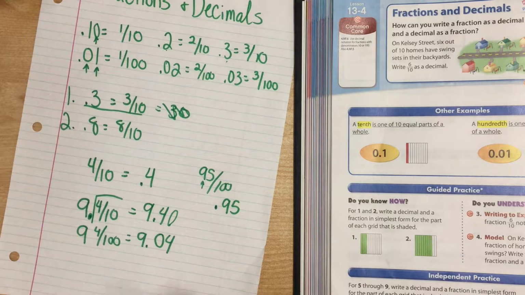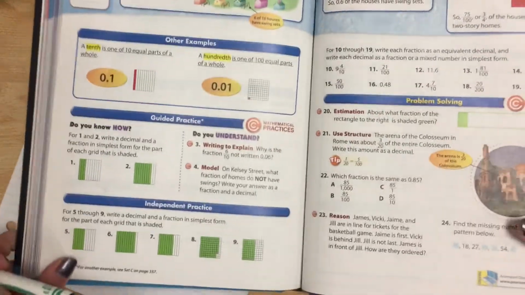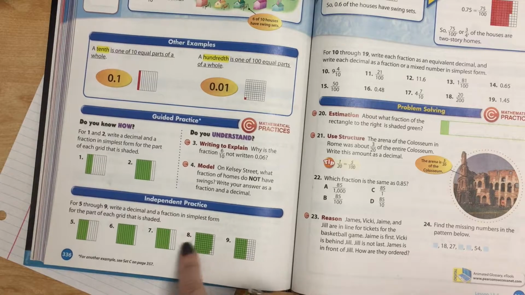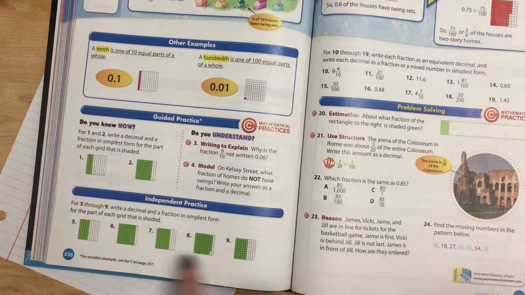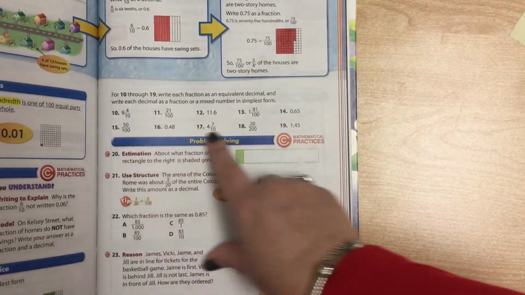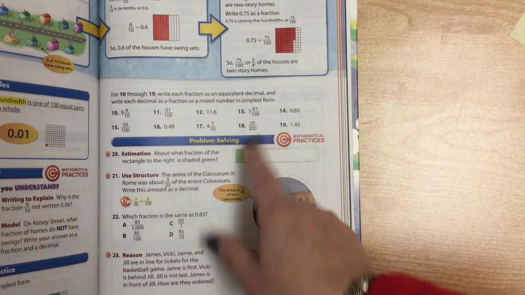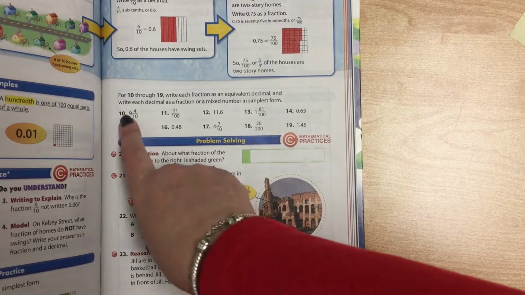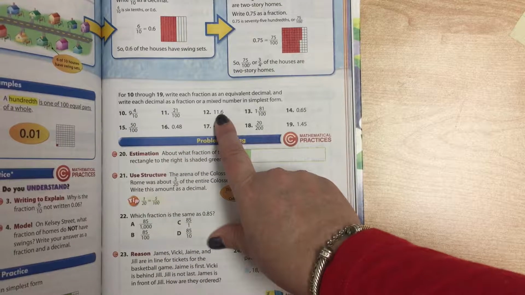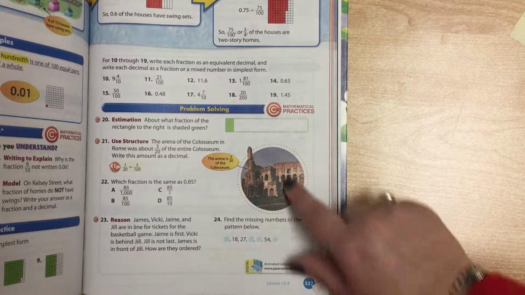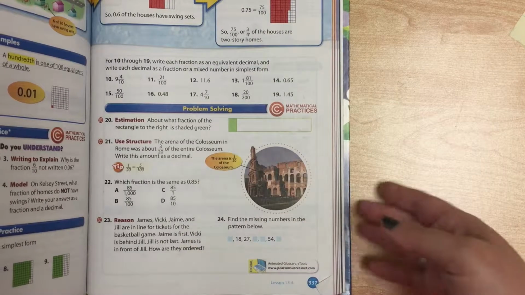And you need to do 5 through 9, remembering the difference between how the grids are laid out. Rectangles are tens or hundreds. And then over here, you need to turn each one of these fractions or decimals into the other. So this becomes, oh, look, I did that for you. You're welcome. This one becomes a decimal. This one becomes a fraction. Then you're doing the problem solving. Work these out as best as you can. We'll go over them together as a class.